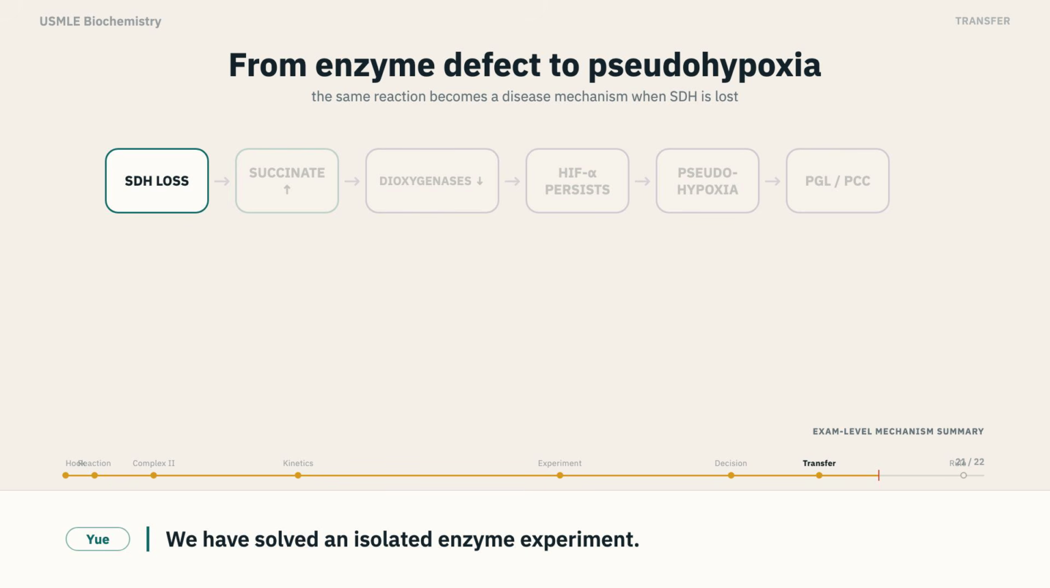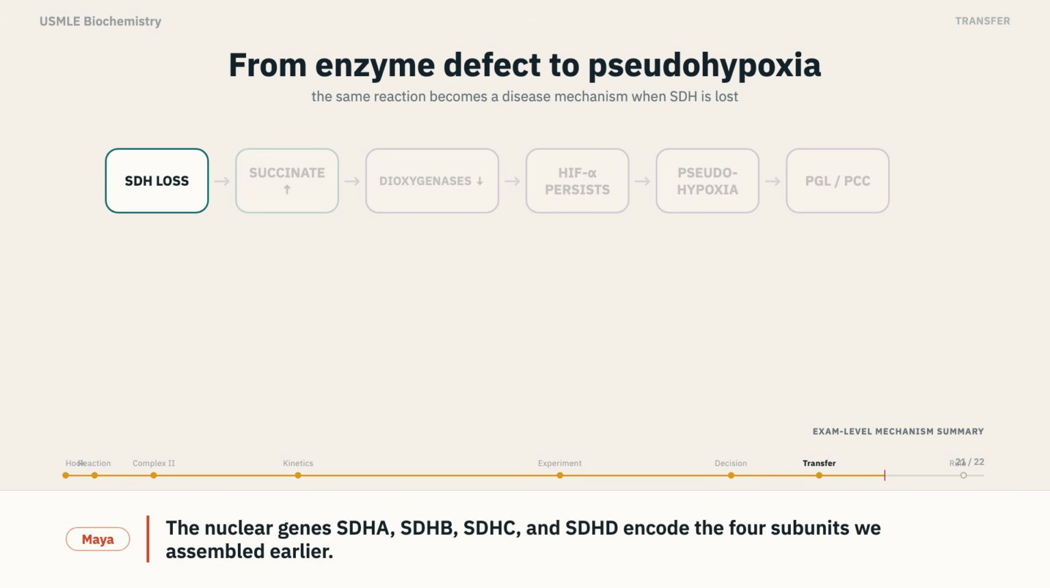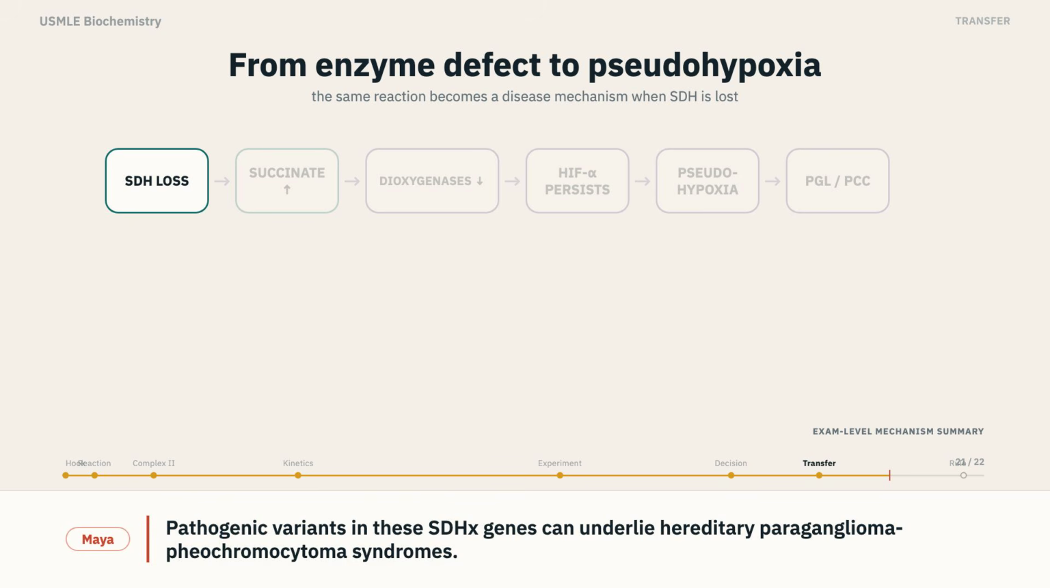We have solved an isolated enzyme experiment. Where does the same SDH machine matter in disease? The nuclear genes SDHA, SDHB, SDHC, and SDHD encode the 4 subunits we assembled earlier. Pathogenic variants in these SDHx genes can underlie hereditary paraganglioma and pheochromocytoma syndromes.